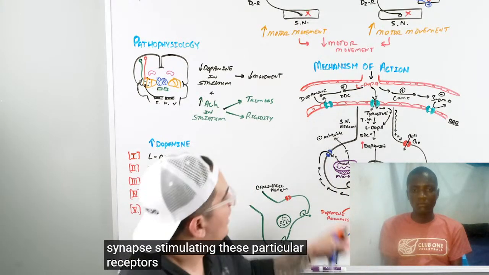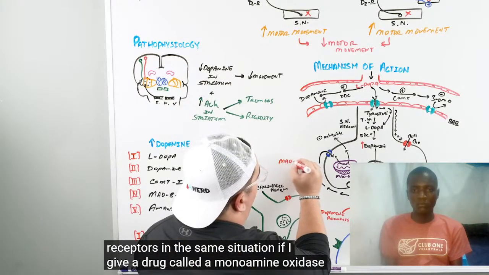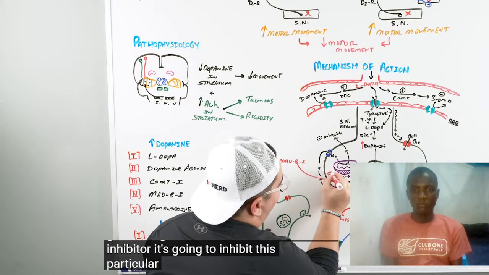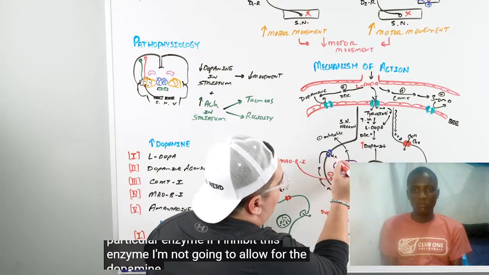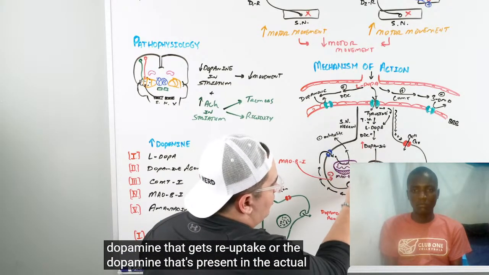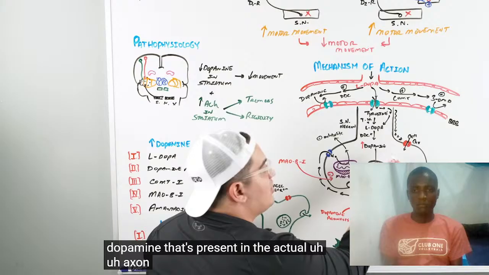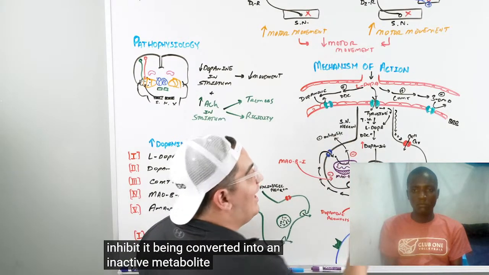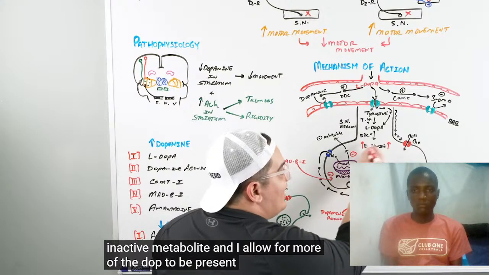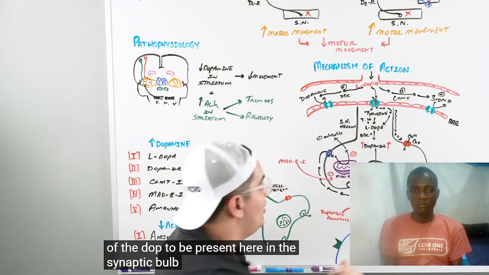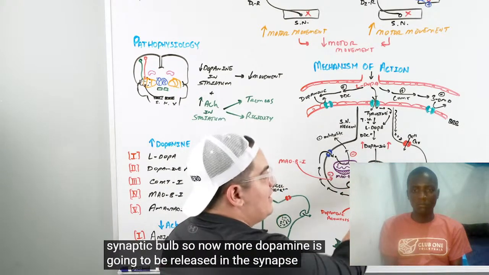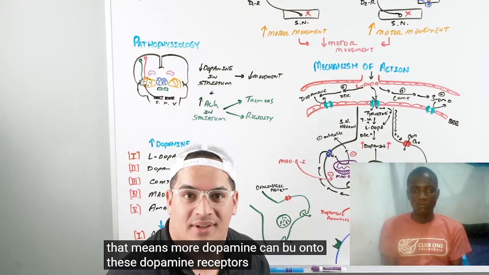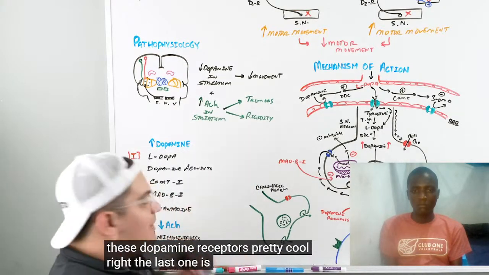In the same situation, if I give a drug called a monoamine oxidase B inhibitor, it's going to inhibit this particular enzyme. If I inhibit this enzyme, I'm not going to allow for the dopamine that gets reuptaked or the dopamine that's present in the actual axon bulb to get broken down. So I inhibit it being converted into an inactive metabolite. And I allow for more of the dopamine to be present here in the synaptic bulb. So now more dopamine is going to be released in the synapse because I'm going to have more of it being recycled and in these vesicles. And that means more dopamine can bind onto these dopamine receptors. Pretty cool, right? The last one is amantadine.